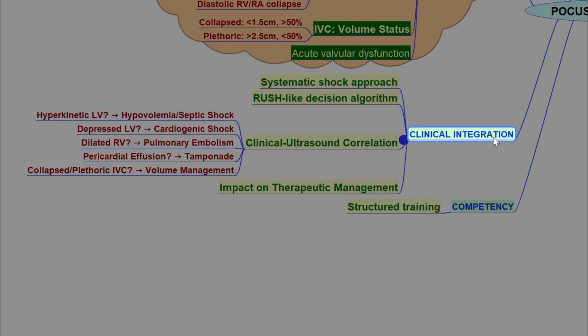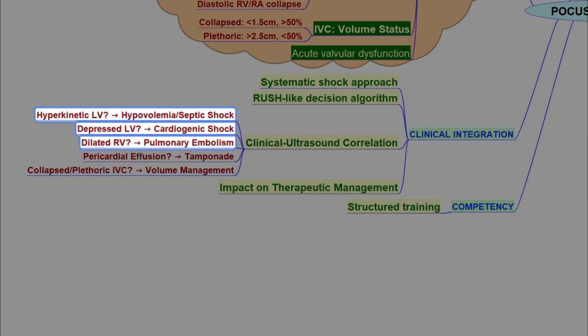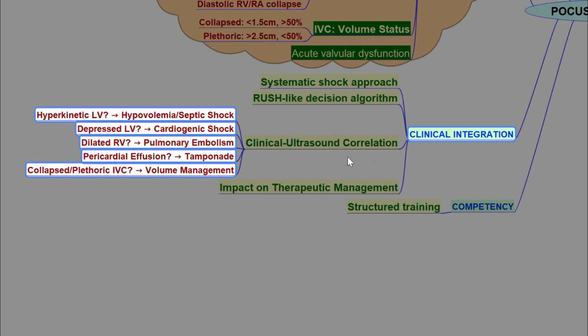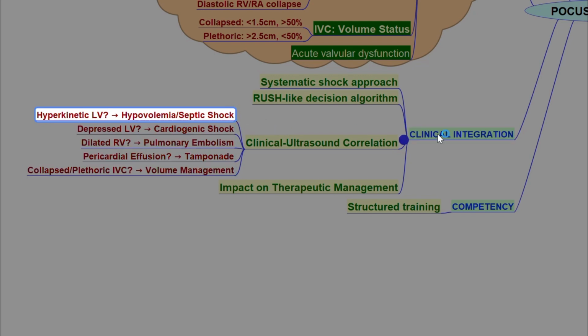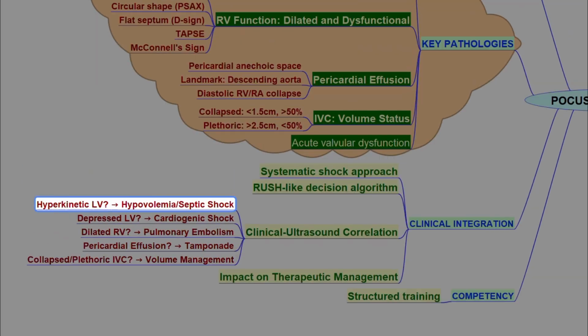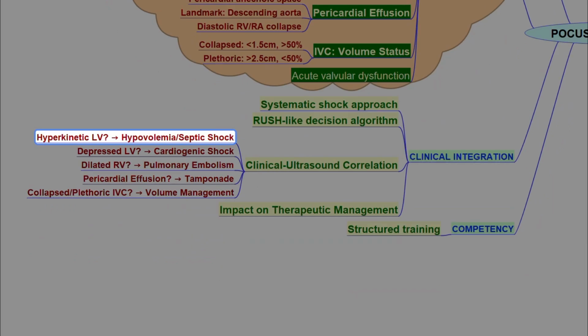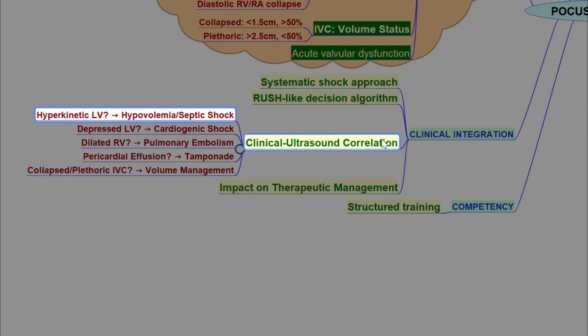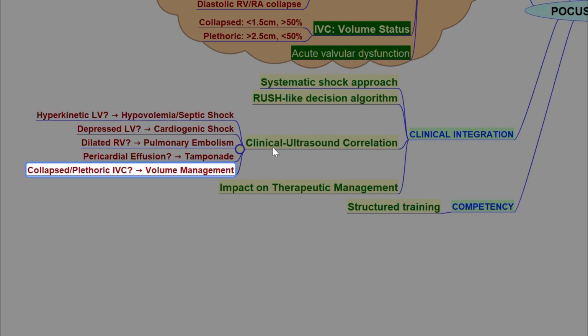The true key is integration. Cross-reference the sonographic pattern with your patient's clinical story. For example, a hyperkinetic LV and collapsed IVC in a septic patient, we need to initiate fluid resuscitation. The same hyperkinetic LV with a plethoric IVC should alert you to underlying heart failure.